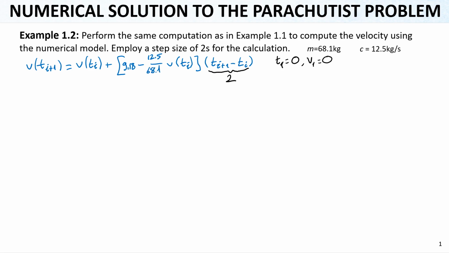So here, now we will start with i equals 1. Let's say this way, if i equals 1, t1 is 0, then v1 is 0 as well. These are the initial conditions. And with i equals 1, we will start finding the second velocity.